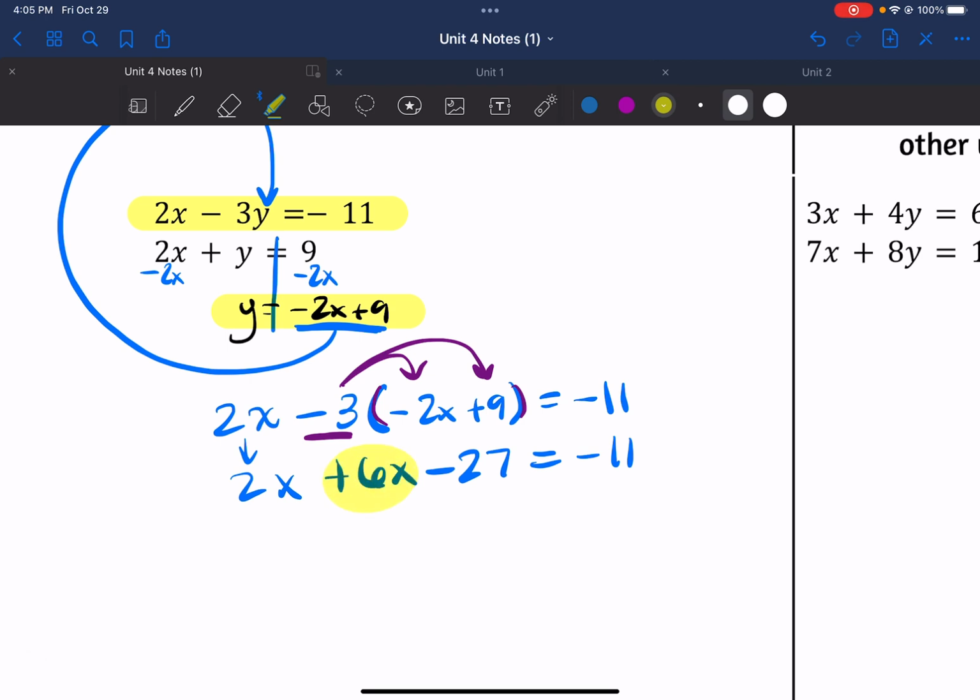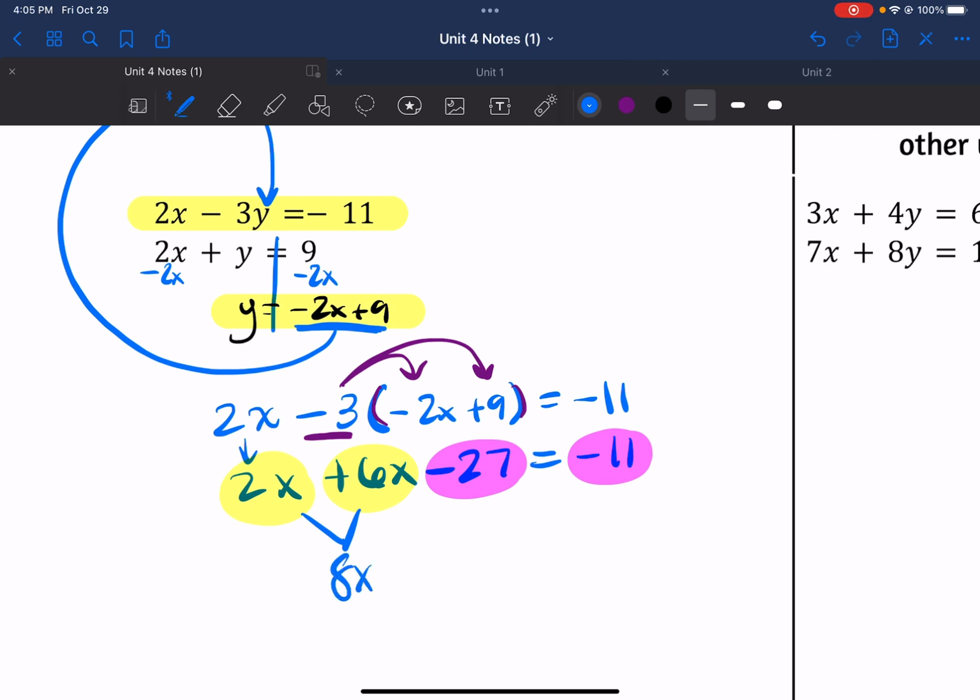Here's a like term, here's a like term, and then these are like terms, and these are like terms. But I want my x's to be on one side and all my constants to be on the other side, the numbers that don't have x's or any letter next to them. So let me go ahead and combine like terms. So I know that 2x plus 6x is 8x.